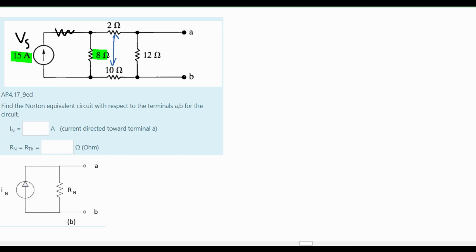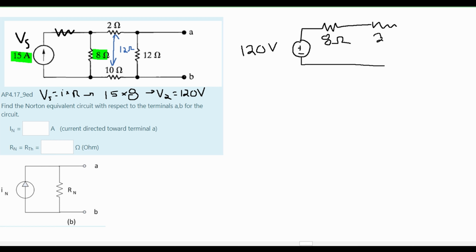So this is actually going to be 12 ohms of resistance, and we can rewrite all of that after we find the voltage. We know that V_S is equal to I times resistance. Our I is 15 amps, so we have 15 times our 8 ohm resistance. That gives us V_S equal to 120 volts. And this is what we have now.